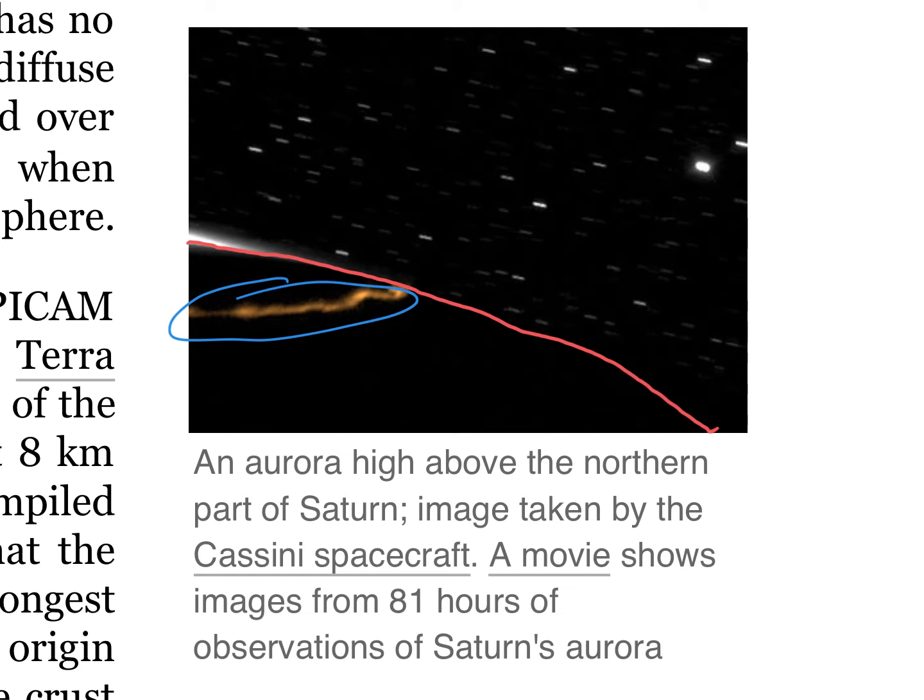And all the stars are streaky in the background because it took 81 hours to get a good visual of this. So they kept the lens open on the camera for 81 hours to collect the light. It kept its camera focused on that part of Saturn, and because of the motion of Saturn and the Cassini spacecraft, the stars in the background seem to move.